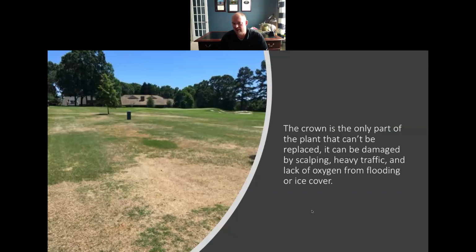Again, the crown is the only part of the plant that can't be replaced. So when it is damaged by scalping, by heavy traffic, a lack of oxygen, say it got flooded or was under ice cover over the winter, or by insects, this crown gets killed, this isn't coming back. Okay, it's going to have to be reseeded, or if given time, the other grass around here will tiller back into this space, or it will grow rhizomes or stolons. And over time, if you give it a few weeks, you'll see brand new little daughter plants potentially coming up in one of these areas.